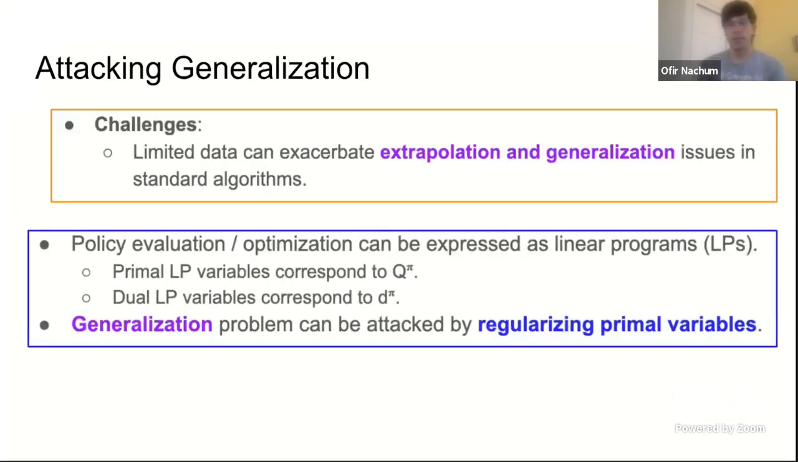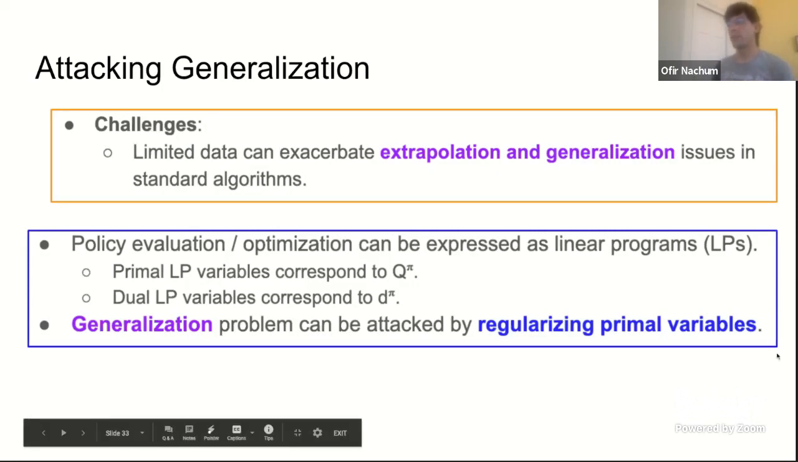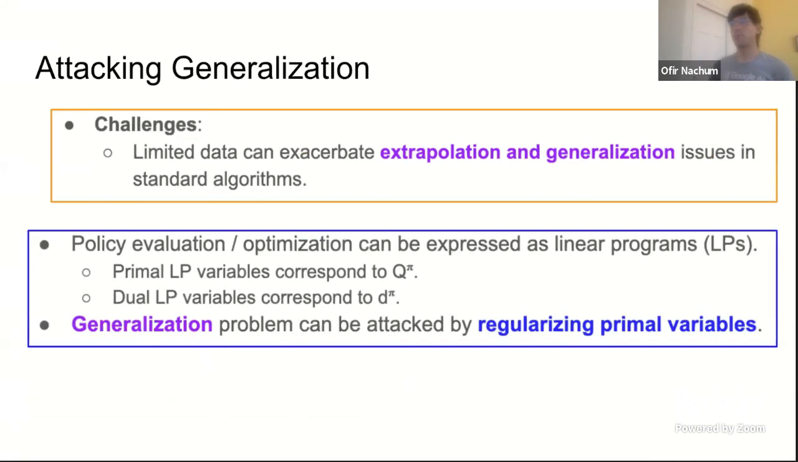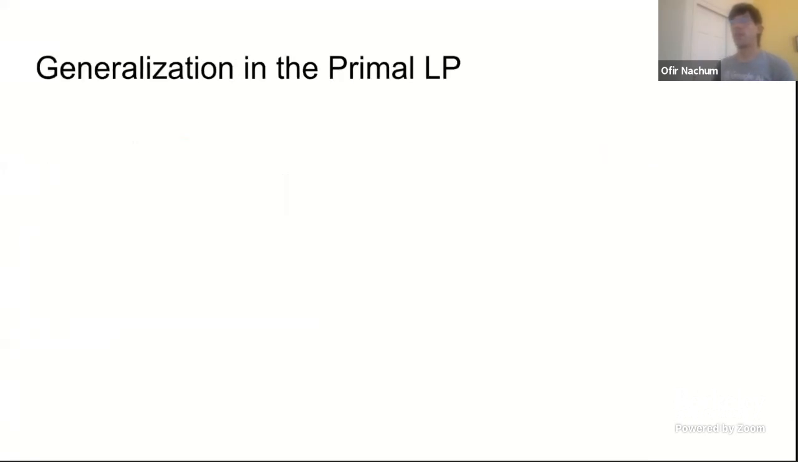Okay, so that's the first half of what I wanted to show. And now the second thing I promised you was with respect to this generalization challenge, and the fact that if we regularize the primal variables in the right way, that can be interpreted as approaching the generalization problem in off-policy RL. So now I can show you this.